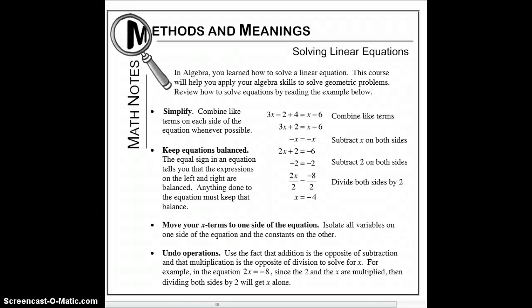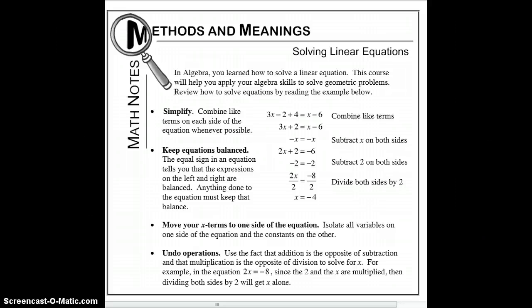Tonight we're going to look at the math notes from page 19. So we're talking about solving linear equations. In algebra, you learned how to solve a linear equation. What's going to happen in geometry is you're going to now be able to apply your algebra skills to solve geometry problems involving linear equations. So what this math notes block is going to do is help you review how to solve equations and then practice them in your homework.